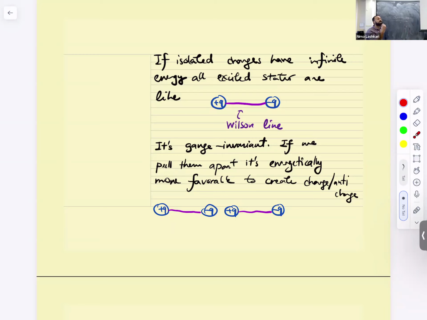Now, what does it mean? What is the physics of it? What happens is this: if you keep pulling on this string, at some point the string will snap. Physically, this is what's going to happen. The string will snap and you're going to end up with this. What is that? That's pair creation of charge from the vacuum. That's the physics of it. What is that energy scale?